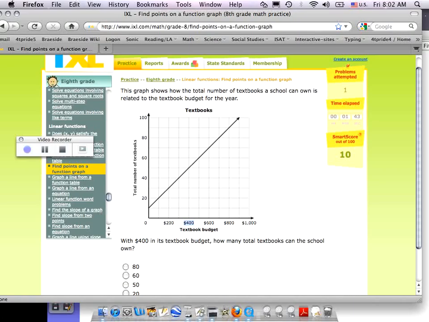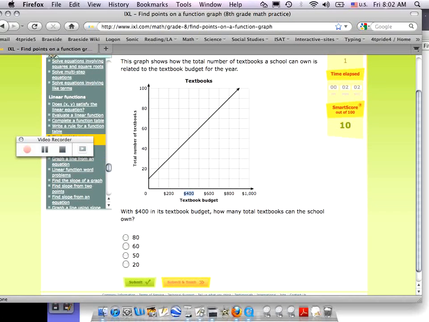Well, total textbooks is over here. So when x is 400, or the budget is 400, total number of textbooks would be 50. Because remember how you just made your graph, and everything along the line in a linear relationship is a solution. So in this case, it would be 50.